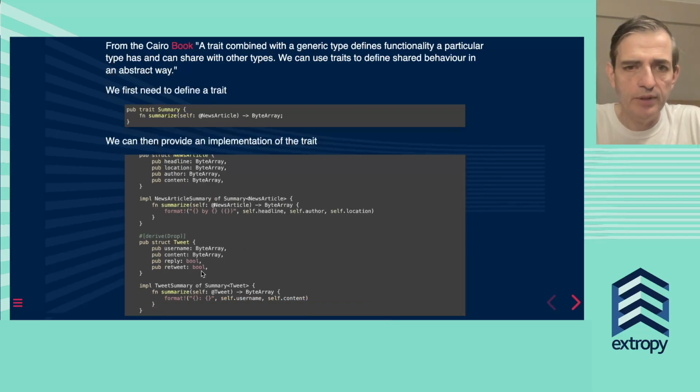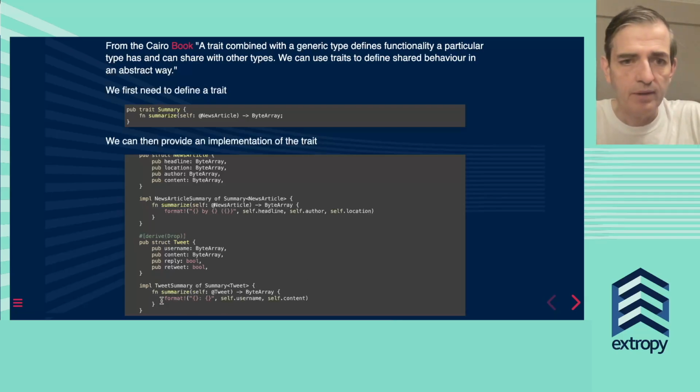Similarly, you could do that with a different data type. We've got another struct here called Tweet, and then we can provide an implementation of that. Using that, we can provide an implementation of Summary, and you can see we have a different function body, but the same function signature.